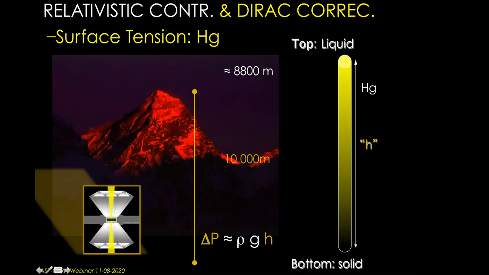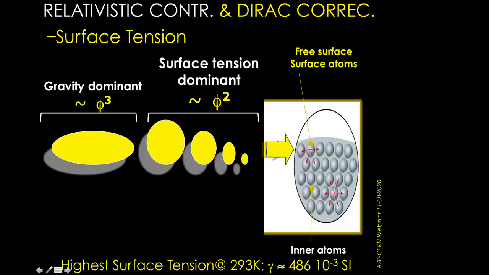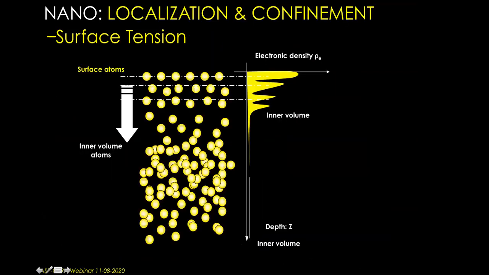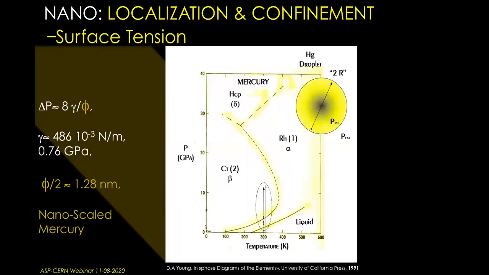And for that, we would like to find out what is this pressure here that we are looking for. And for such, we have to go to this phase diagram. This phase diagram is the phase diagram of mercury. Here is the pressure that I have to apply, and this is the temperature. Whatever is under this line, the mercury is liquid.